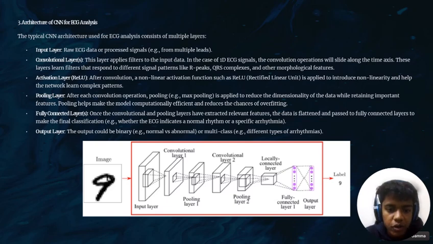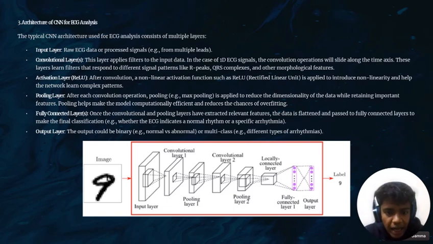Now let's talk about the architecture of CNNs for electrocardiogram analysis. The typical CNN architecture used for ECG analysis includes multiple layers. The first layer is the input layer, which is the raw ECG data processed as signals. Then there's the convolution layer. The convolution layer applies the filters to the input data. In the case of 1D ECG signals, the convolution operations will slide along the time axis. These layers learn filters that respond to different signal patterns, like R peaks, QRS complex, and other morphological features.